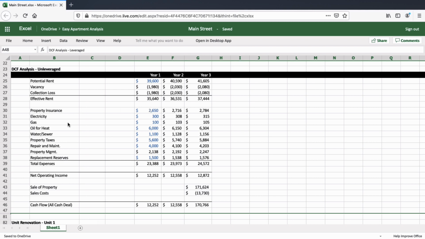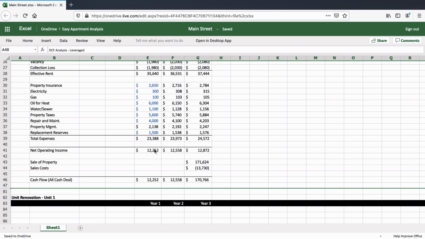Property insurance, electric, gas, oil, water, sewer, property taxes, repair and maintenance. They're all probably going to stay the same or roughly the same. Property taxes might go up if your assessed value goes up, but we're not going to take that into account here. Property management fee, however, that's 6% of your effective rent. So if effective rent changes because potential rent changes and vacancy and collection loss change a little bit, property management fee is going to change a little bit. So that's going to change. Replacement reserves, probably not going to change. Net operating income will change.